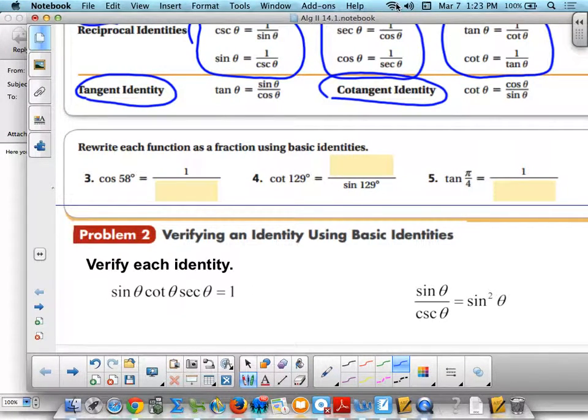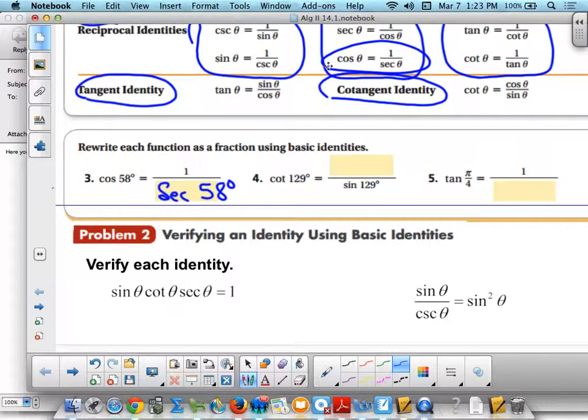All right, you guys ready? What is cosine of 58 degrees if they write 1 over something? Cosine of 58 is the same as 1 over sine of 58. No, sorry, that's not right. Cosine is the reciprocal of what? Secant. Secant of 58. Are you guys looking right about here? Isn't that where you should have been looking? Okay. All right, let's try this one.